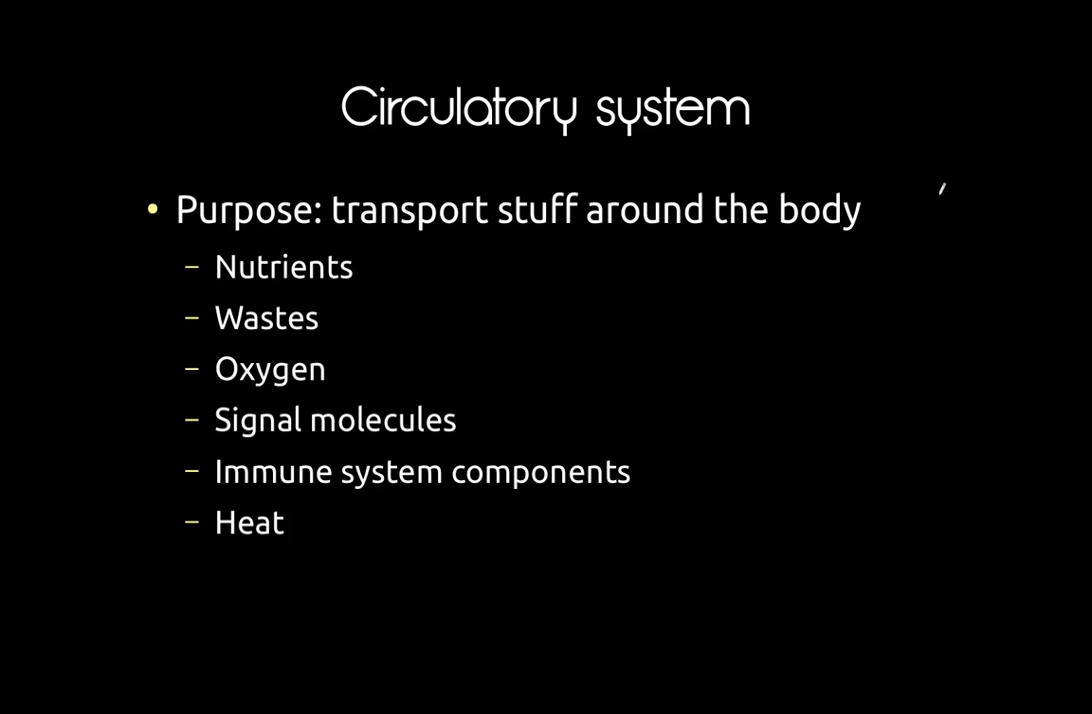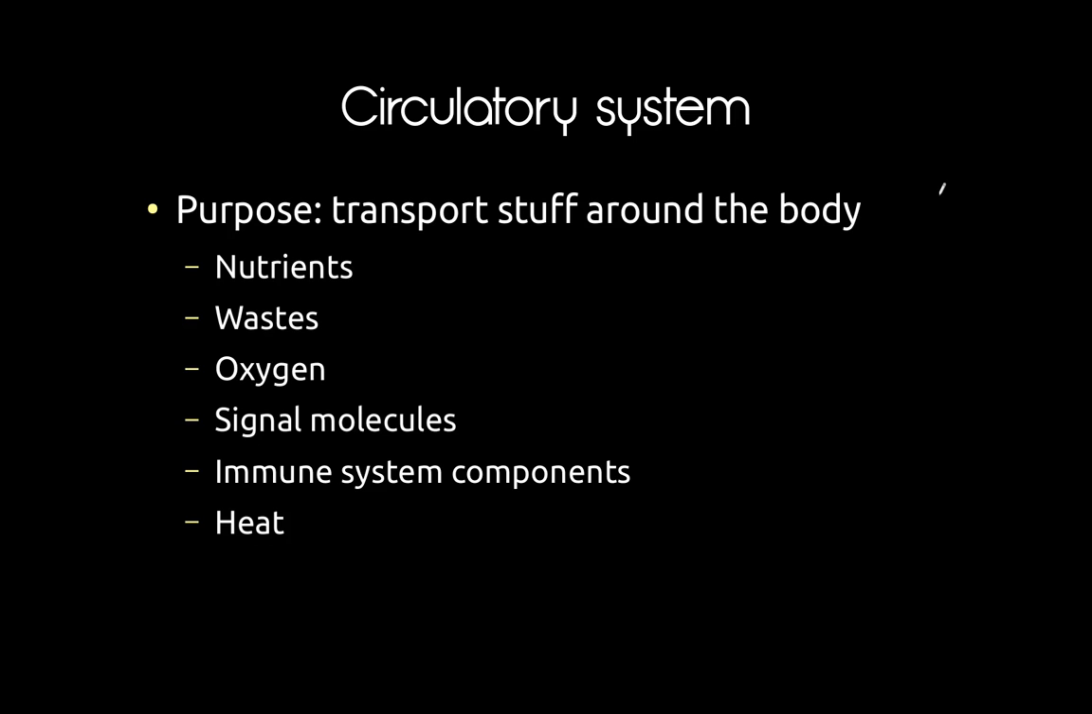So some of the things that we would be transporting through the body are nutrients, wastes, oxygen and other dissolved gases, and signal molecules, particularly from the endocrine system. We're also going to be moving things around like immune system components, like white blood cells. And then one thing you might not often think about that's being transported around by the circulatory system is also heat. So it'll pick up heat from certain parts of the body and then move it to other parts of the body where it can be dissipated out of the body, or help heat up other further away parts of the body. So it's also moving heat around the body as well.